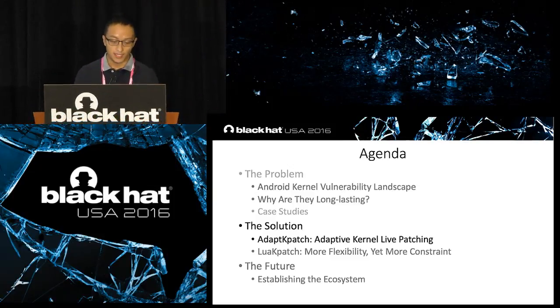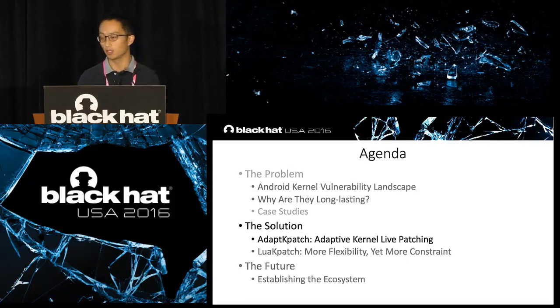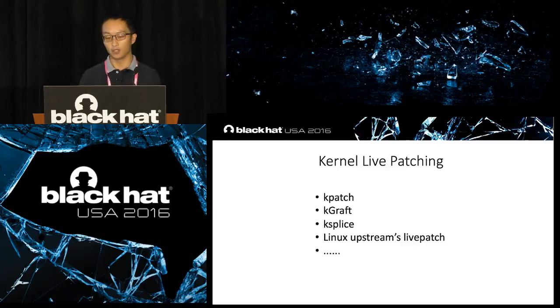Thanks. So as Lance just said, the situation is quite bad. So we propose two solutions to tackle this problem. We call them AdaptKpatch, and another one is LuaKpatch, which is even better. Essentially, they are kernel-level patching, but we do more than kernel-level patching. We can do auto-adaptation. Kernel-level patching is not a new idea. There have been a lot of solutions out there for many years, like Kpatch for Red Hat, Kgraft, Ksplice, I think from SUSE, and even Linux upstream has a live patching mechanism, which is called livepatch.